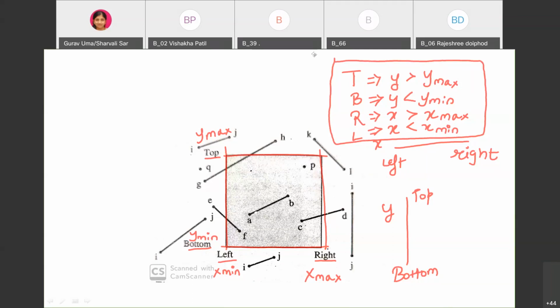So top is when y is greater than y max. Y greater than y max means this portion. Then bottom means when it is this portion, y is less than y min.